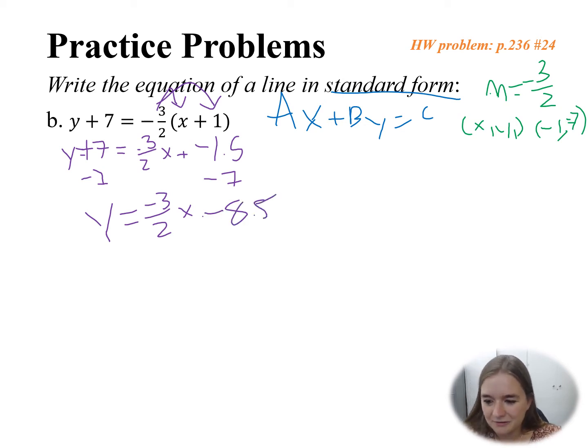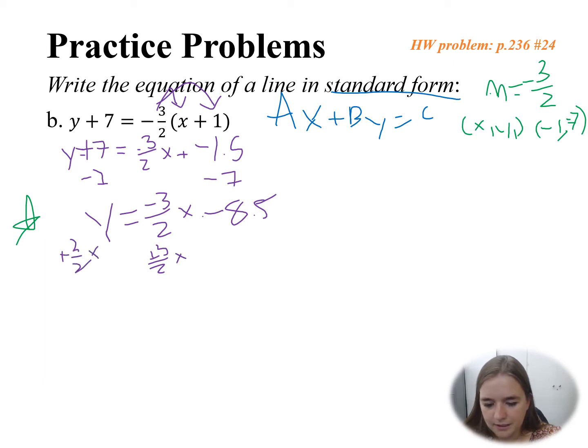What I've done here is I've really turned it into slope-intercept form. I can see y equals mx plus b. But this equation asks me to go all the way into standard form. Standard form shows me that I need to have the x and y on the same side. So I'm going to add 3/2 x to both sides.